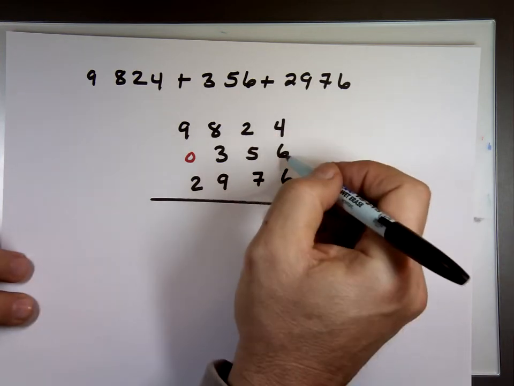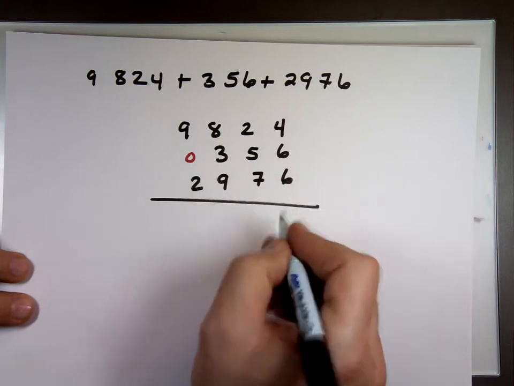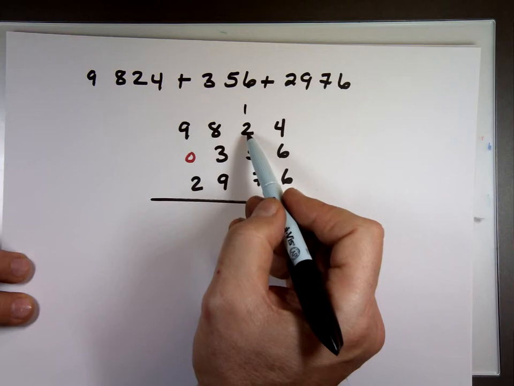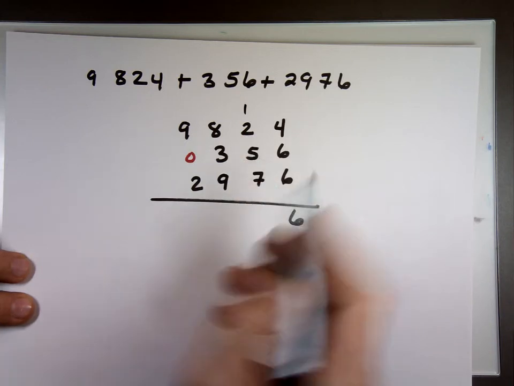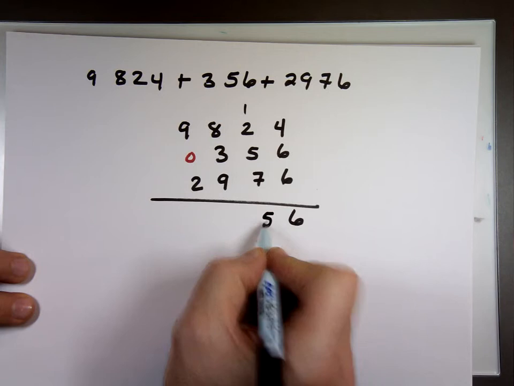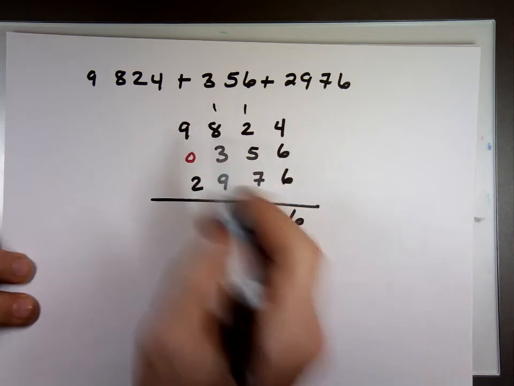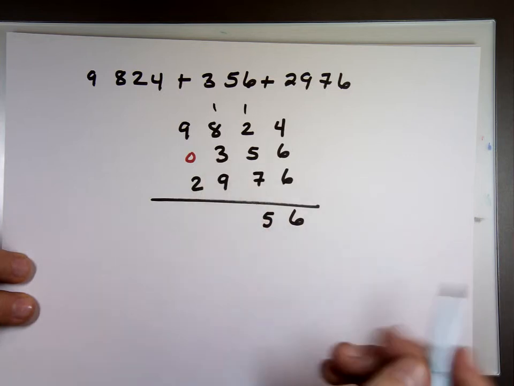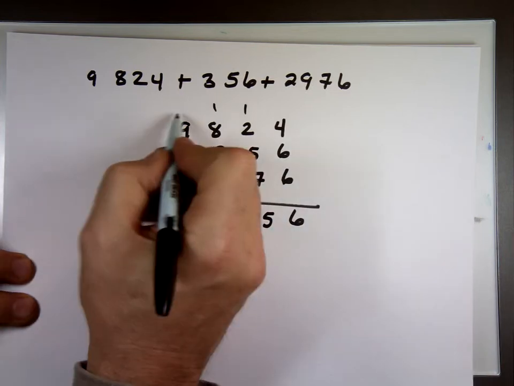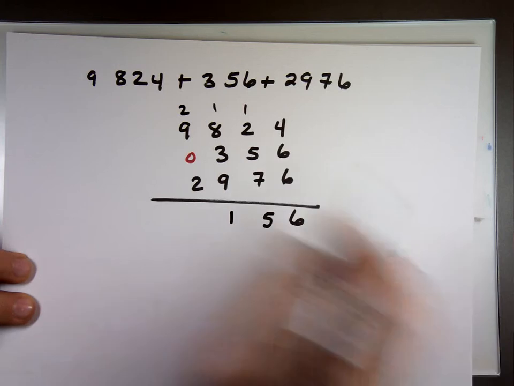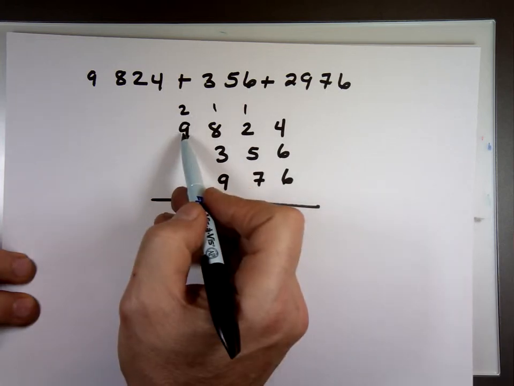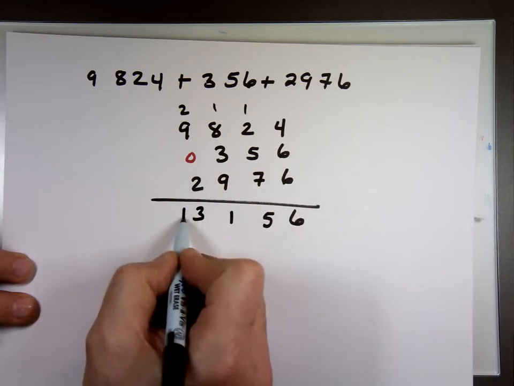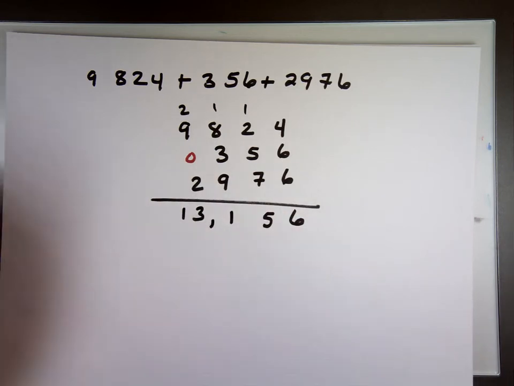4 plus 6, 10, and 6, 16. 6, carry 1. 1 and 2, 3, and 5, 8, and 7, 15, right? 1 and 8, 9, and 3, 12, and 9, 21, carry 2. 2 and 9, 11, and 0, 11, and 2, 13. 13,156.